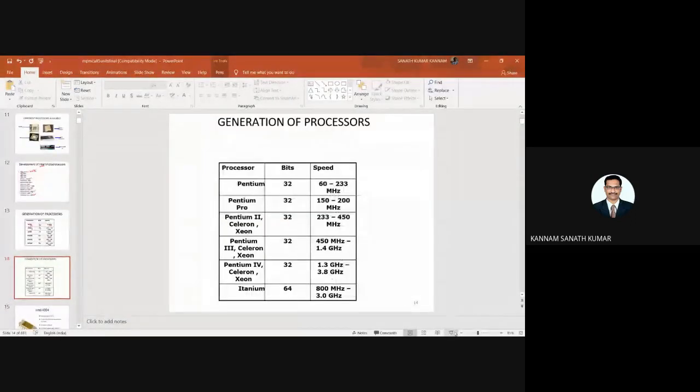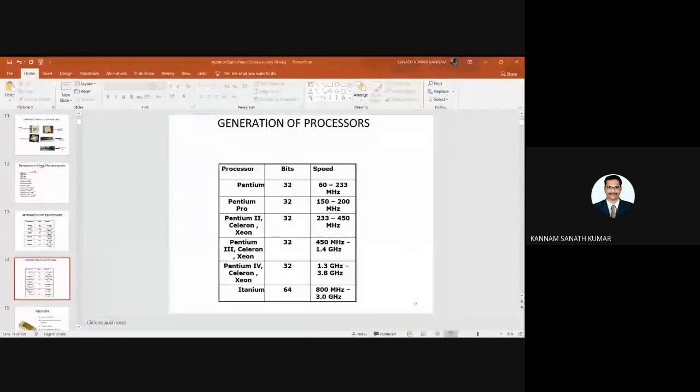So, and next Pentium. If you see, the Pentium is a 32-bit processor, and the speed is 62. This is the clock speed. The third column is nothing but the clock speed, 62 to 233 megahertz.